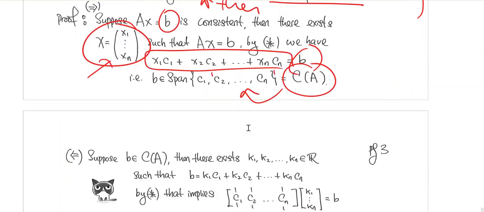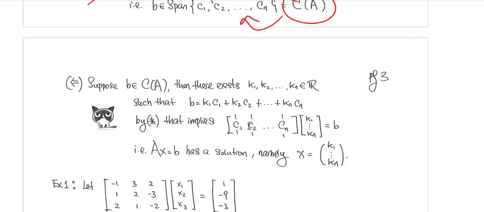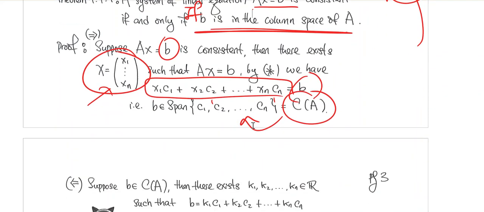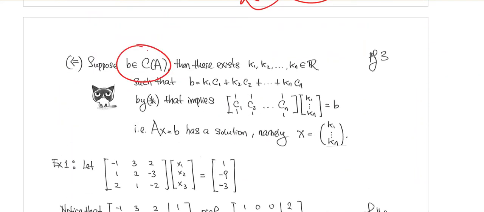Okay. Now, what happens on the other side? If you want to prove the other side, you will have to assume this. So if b is in the column space of A, then you want to show that Ax equal to b has a solution. Now, if b is in the column space of A, it means that b can be written as a linear combination of the column vectors, which means these numbers automatically exist. All these numbers exist so that your b can be written as k1 of this, k2 of this, all the way to kn of this. That is because b is in the column space of A, so it's spanned by the column vectors.